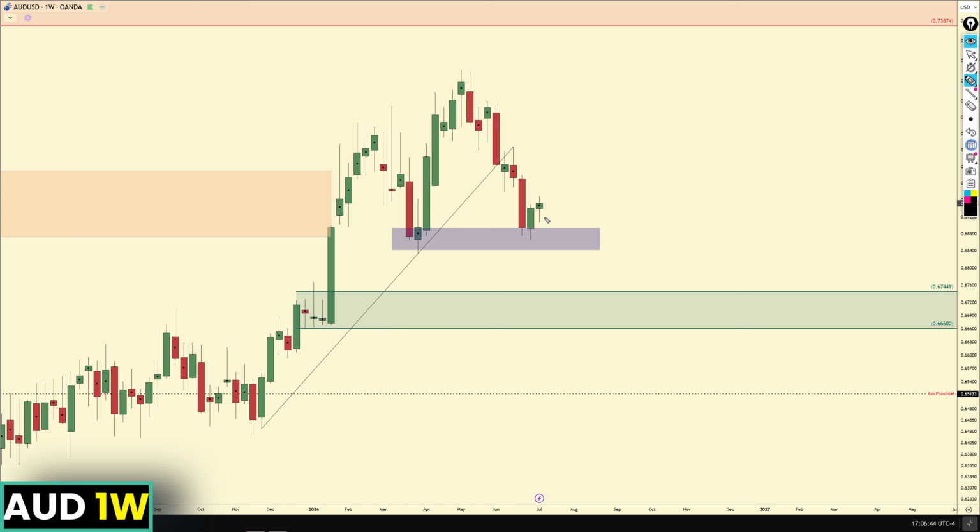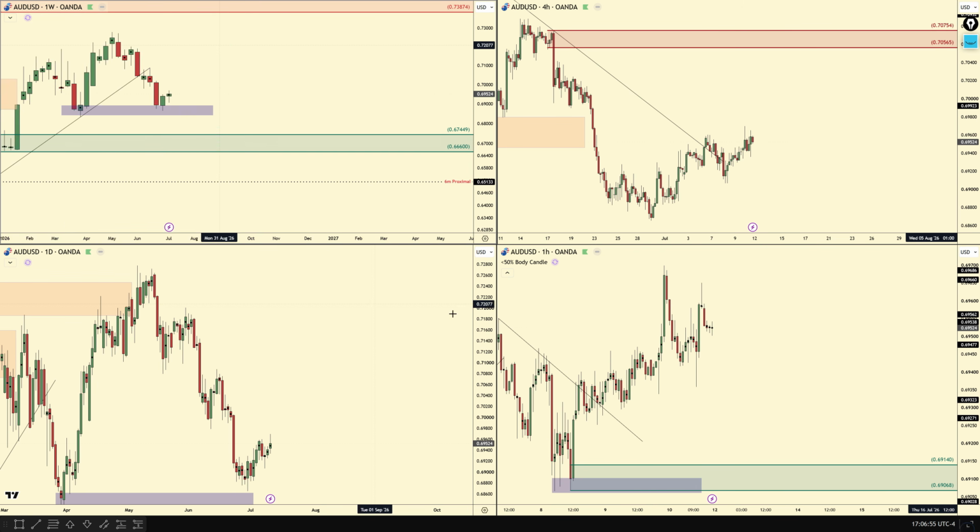So at this point, I think the best opportunity is to wait for the weekly demand, and we'll be patient. Obviously, there will be other trading setups, but this is ultimately, I think, the move we could see on the Aussie US dollar as far as the weekly time frame goes.